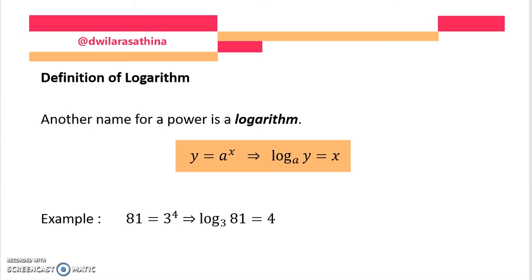Okay, I will give you an example here. Since 81 is equal to 3 to the power of 4, we can say that the logarithm to the base 3 of 81 is 4.